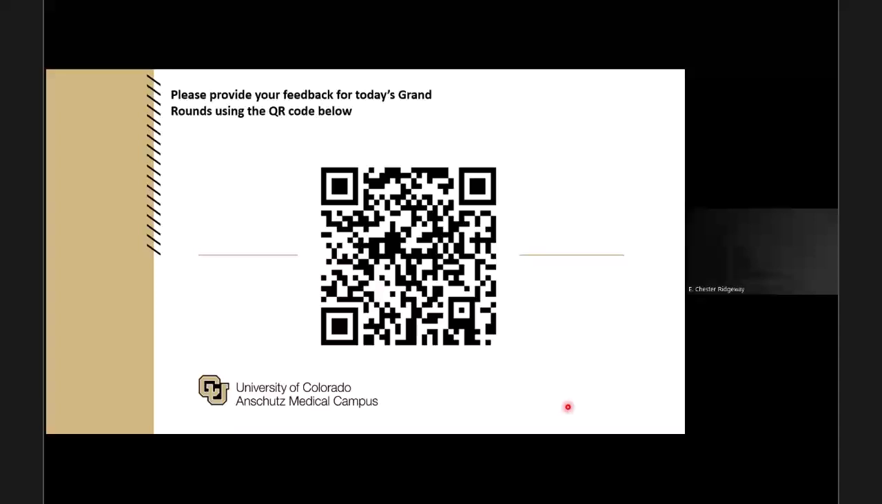Another question we have is about tree-in-bud. Can tree-in-bud be seen with processes beyond aspiration? And if so, is differentiating those processes based on history, or are there imaging differences?